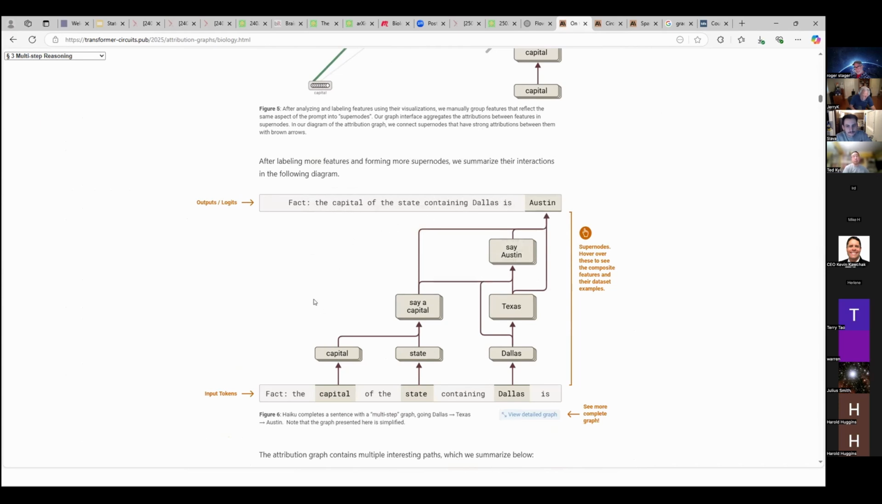And then they're going to show you a simplified graph with nice little rectangles so that you can see the patterns of influence of which things promote which things. And these intermediate things all ultimately end up significantly promoting a supernode that they call Say Austin, which are nodes that promote the logit for Austin.